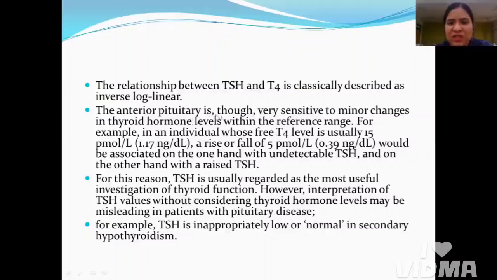Okay. And the anterior pituitary is very sensitive to minor changes in thyroid hormone levels within the reference range. For example, in an individual whose free T4 level is usually 15 picomoles per liter, a rise or fall of 5 picomoles per liter would be associated on one hand with undetectable TSH and on the other hand with raised TSH. That means जो हमारी anterior pituitary होती है वो बहुत ही sensitive होती है to this hormone levels, thyroid hormone के जो levels होते हैं blood में उससे बहुत sensitive होती है.